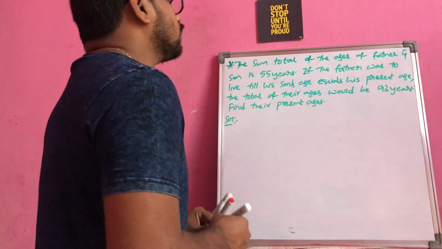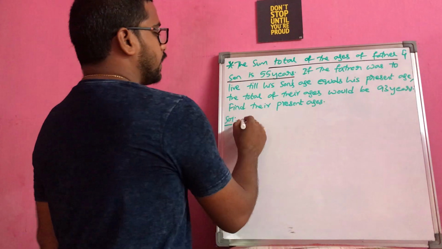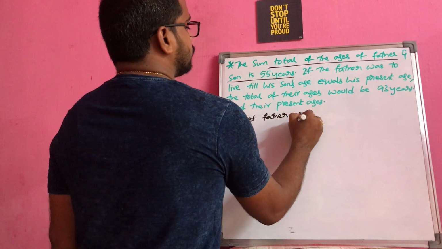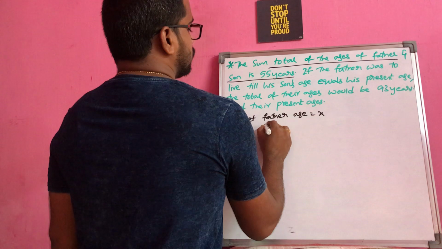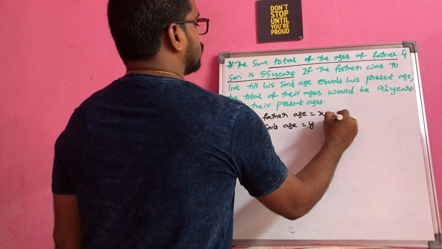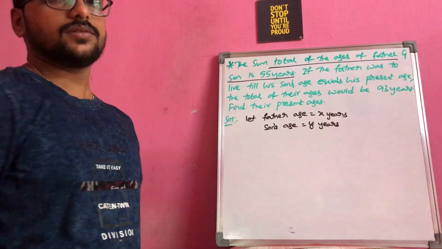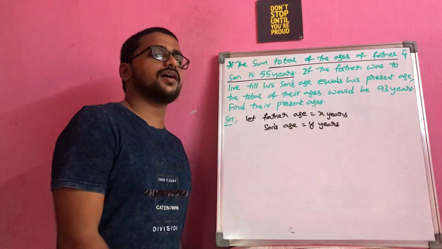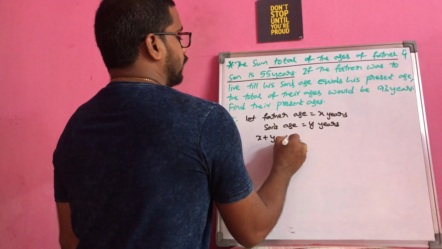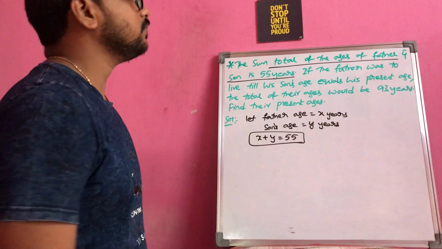The sum total of the ages of the father and son is 55 years. So let us say father's age is equal to x years, son's age is equal to y years. Now this is the first basic thing, because the unknowns here are the father's age and the son's age, and they have given that the sum of these two is equal to 55. x plus y is equal to 55. This is the first condition given to us.